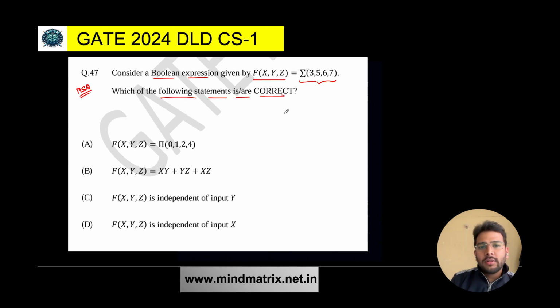So let's try to solve this question. We have to find whether these are the max terms or not, whether this is the correct expression of this function given, right? And whether it is independent of input y or x, that we need to find. So it is a very simple question. You just need to make a 3 variable k map here.